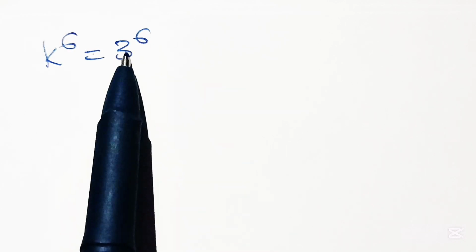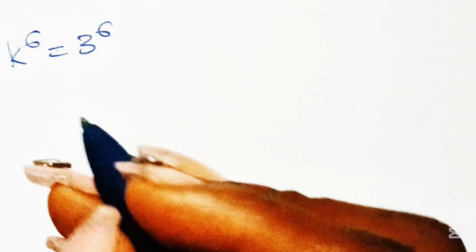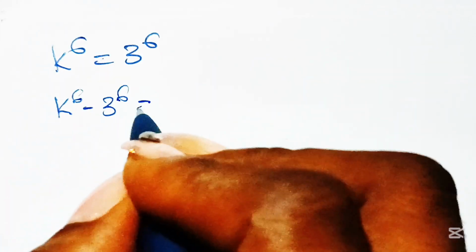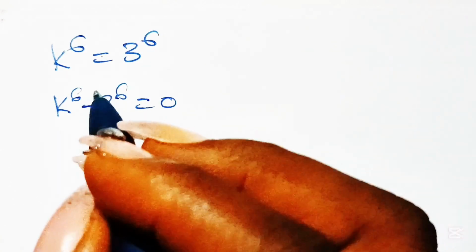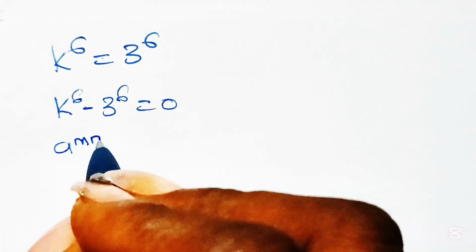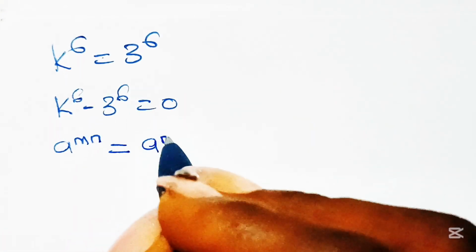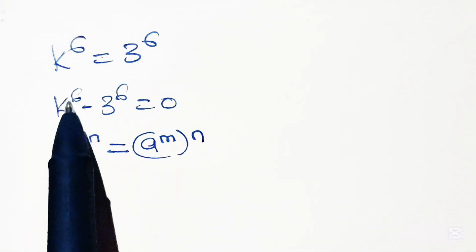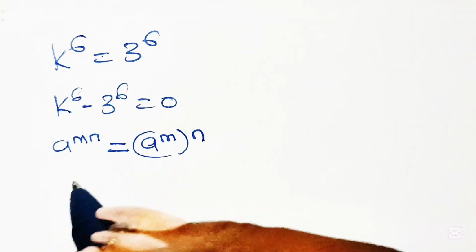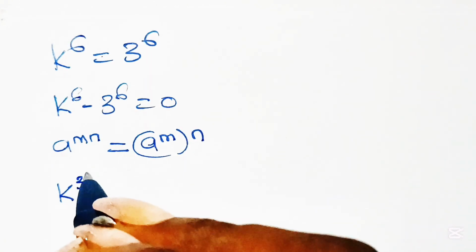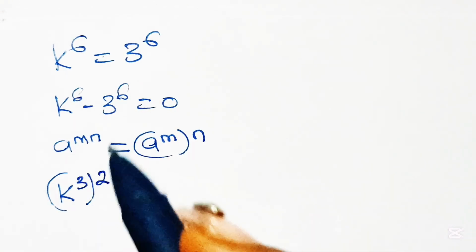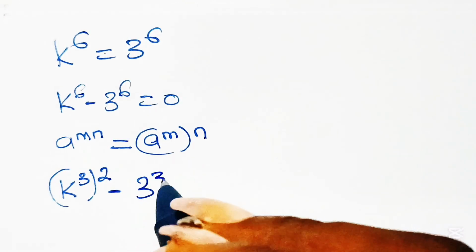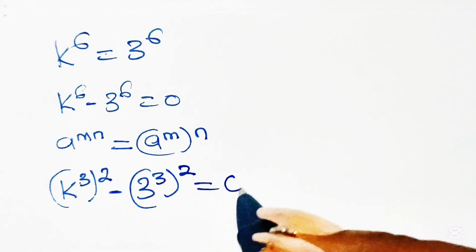Now, first, let's bring this to the other side of the equation. So we have k to the power of 6 minus 3 to the power of 6 is equal to 0. Note that a to the power of m times n is equal to a to the power of m raised to the power of n. So this power can be expressed as a product of its factors. Therefore, we can write k to the power of 3 raised to the power of 2, since 6 is the same thing as 3 multiplied by 2, minus 3 to the power of 3 raised to the power of 2 is equal to 0.